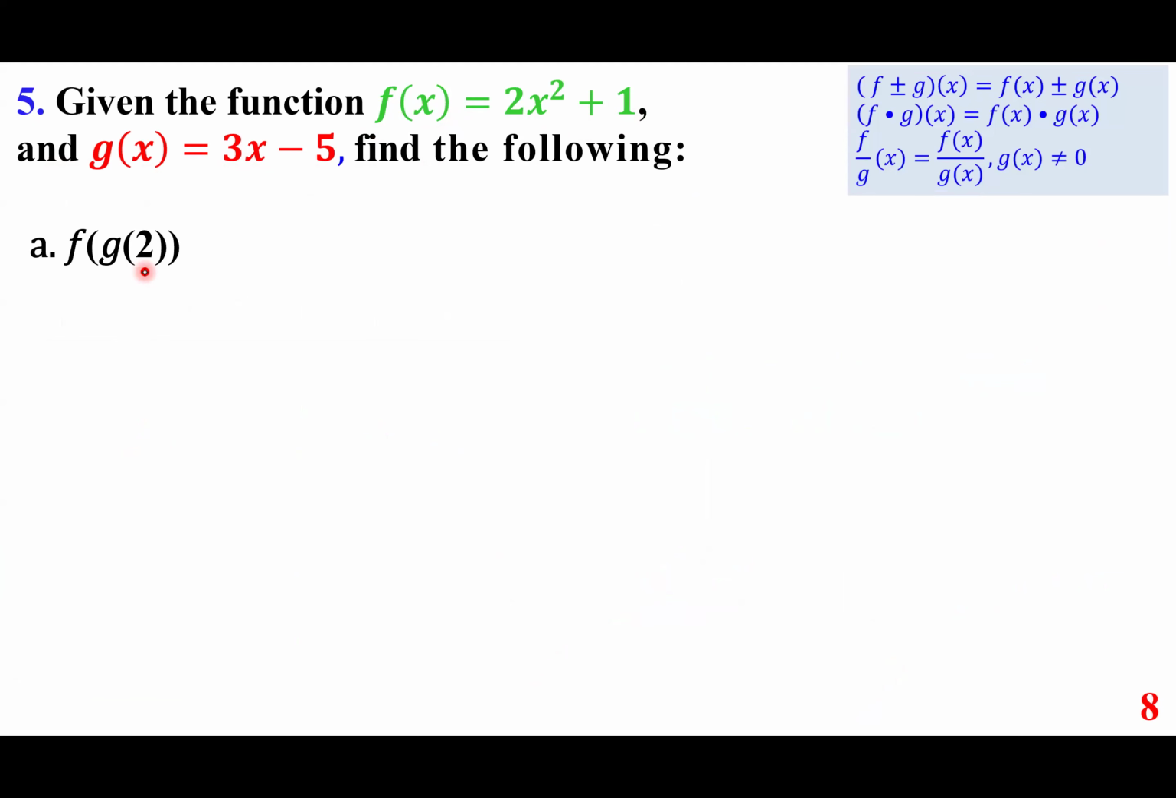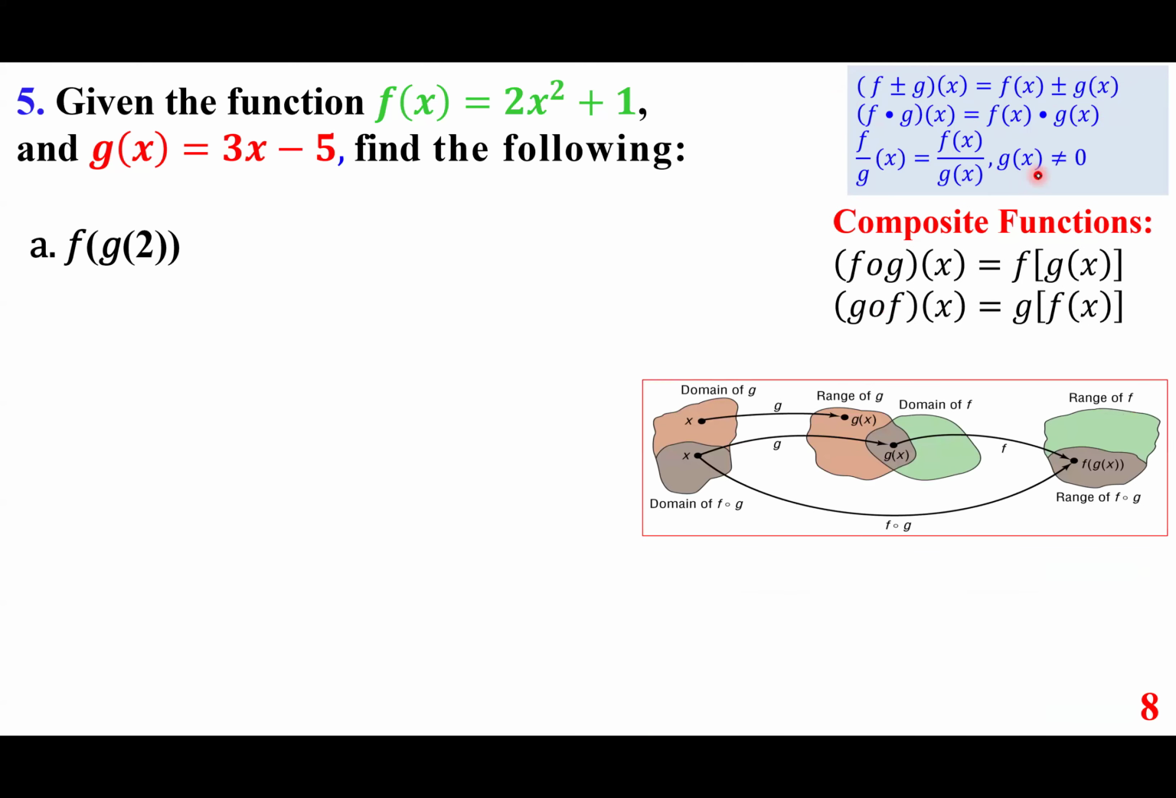Operation of functions: f plus or minus g of x means f of x plus or minus g of x. That means the sum and the difference functions. fg means f of x times g of x. f over g means f of x over g of x, where g, of course, can't be 0. Composite function f of g is f of g of x, and g of f is g of f of x.